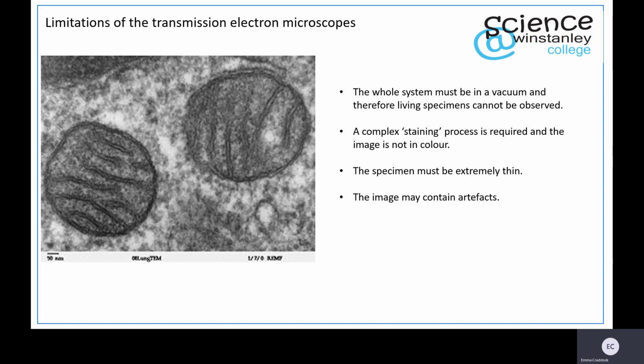For example, the whole system must be in a vacuum, and therefore you cannot observe living specimens, so it must be dead. A complex staining process is required, and the image is not in colour.